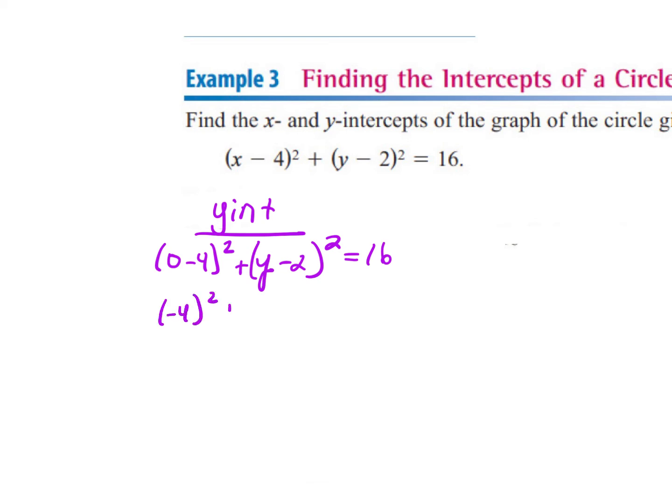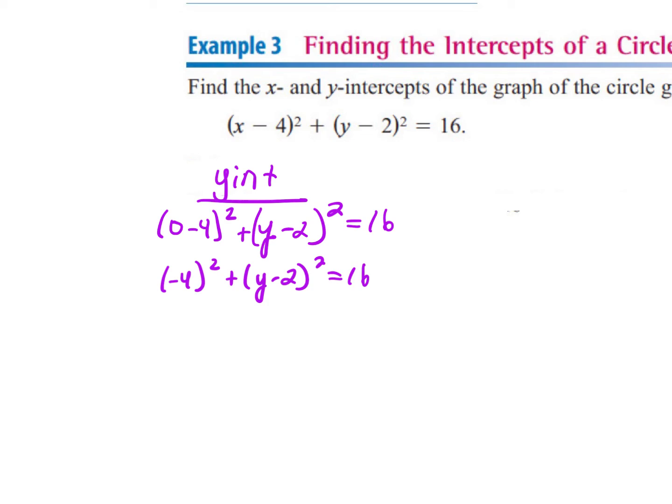Okay, so negative 4 squared plus y minus 2 squared equals 16. Agreed? Well, what's negative 4 squared? So I have 16. 16 plus y minus 2 squared equals 16. All right, I'm trying to solve for y. I want to get y by itself. Not yet. We've got to get y all by itself first. I've got to move the 16 first. Okay, we're going to move the 16 first.